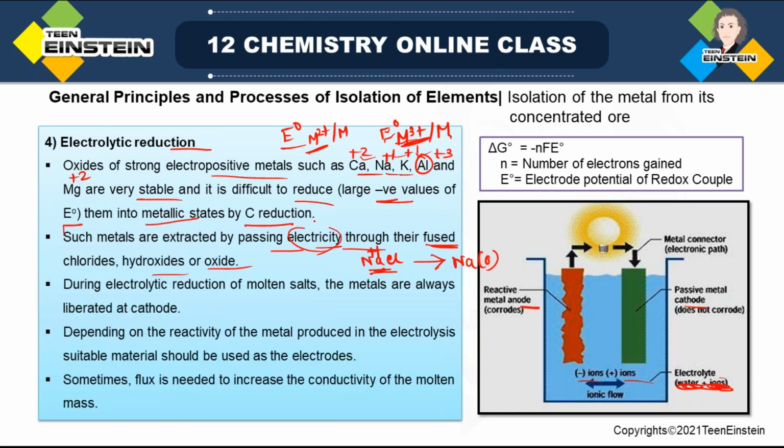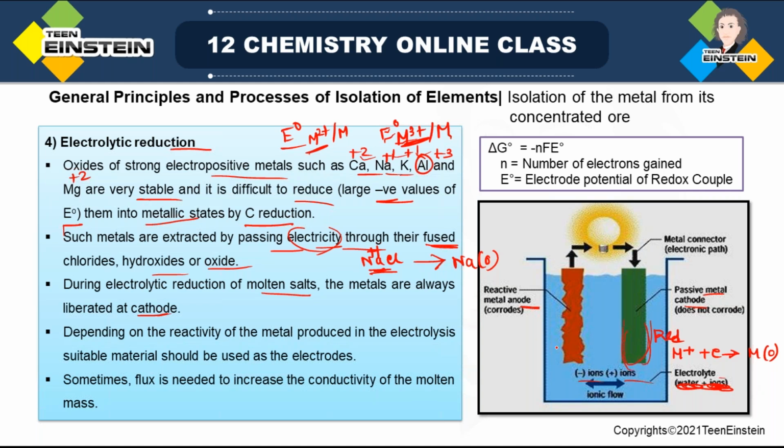During this process, when it is going on, what happens? The molten salt that we have taken, that is a fused chloride, it is not an aqueous solution. Metals will be liberated at the cathode. We know at the cathode reduction takes place. So the metal ion, suppose it is M+, will accept an electron and it will be reduced to metal M0. Okay, so the metal that you are trying to convert to the metallic state will be deposited here. Fine.